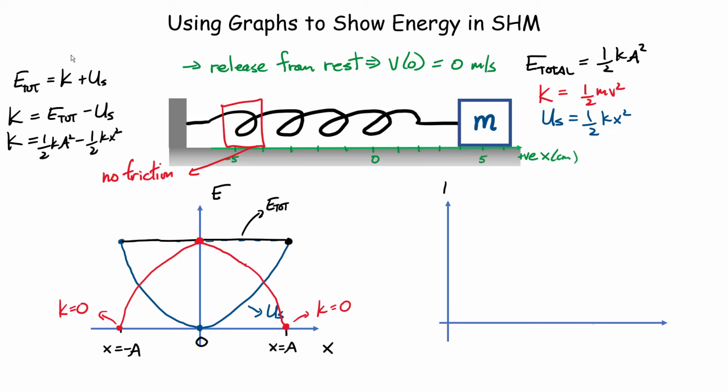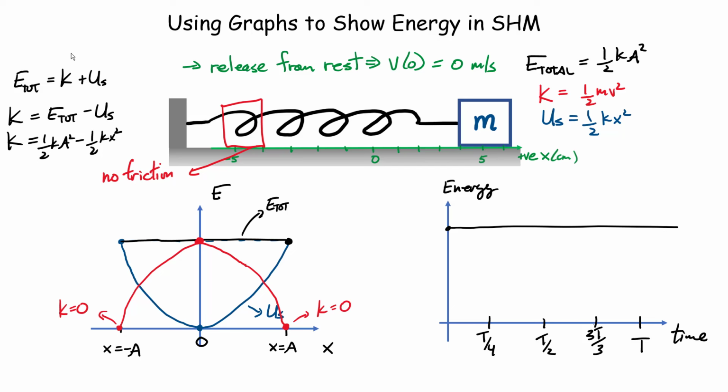The second type of graph we're typically asked to do for these types of problems might be energy versus time graphs. Now we're going to plot it for one complete cycle. So this is going to be halfway through. Maybe I can also do a quarter of the way through, 3/4 of the way through, and one full period. Now the easiest one to do, again, is the total energy, because the total energy should look like a straight line, because energy is conserved in this system.